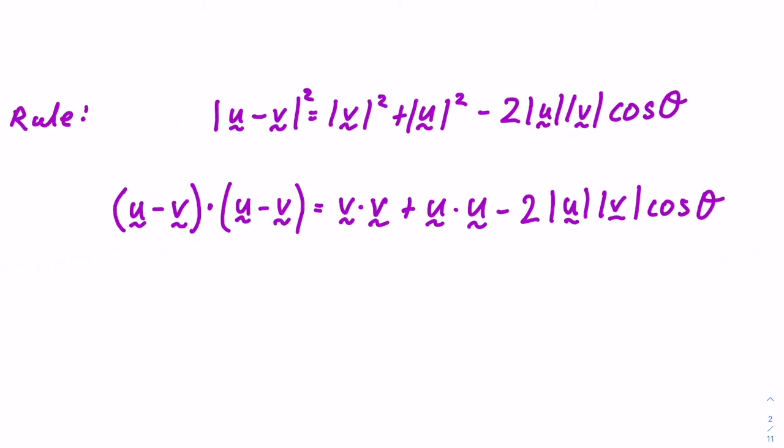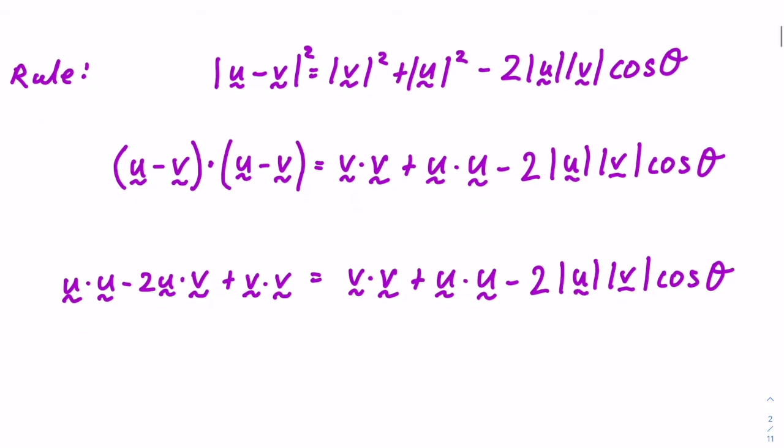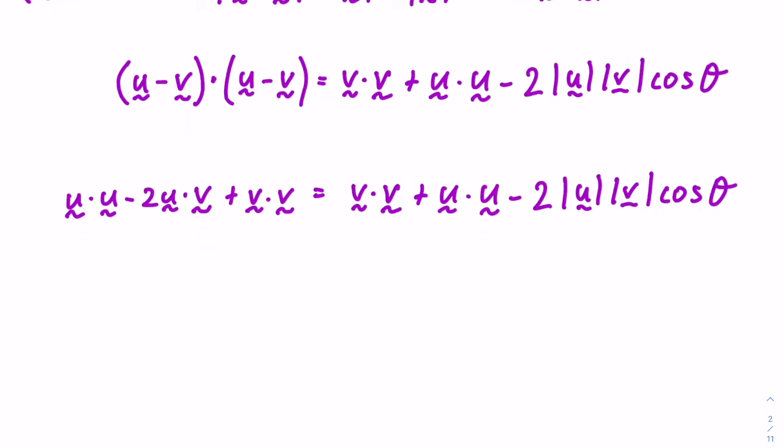With that left-hand side, we can just expand it out just like normal expanding brackets. So u dot u is our first term, and then it's minus 2 u dot v, and then v dot v, of course, at the end. And I'll just write that whole right-hand side again. Now, what we've got here is some things that cancel each other out, so we can subtract u dot u from each side.